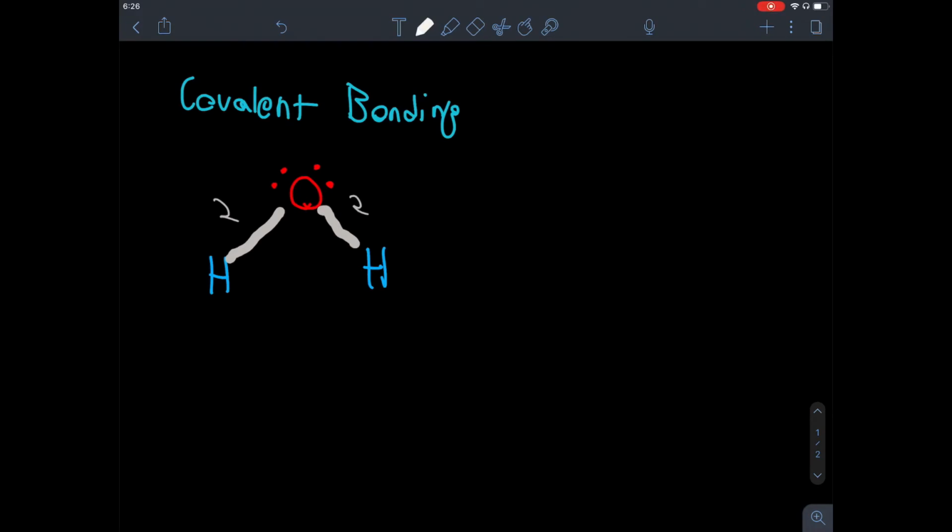Sometimes there can be double or even triple bonds, which are stronger than single bonds. Now that oxygen has the balanced 8 valence electrons, and both hydrogens have 2 valence electrons, this is a successful covalent bond. The last type of bond I will be talking about is metallic bonding.